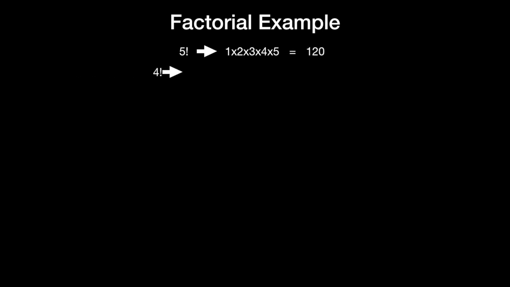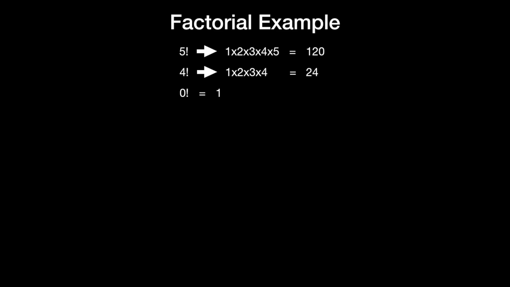And so 5 factorial is 120. If we look at 4 factorial, that is 1 times 2 times 3 times 4, which is 24. There is also a somewhat unexpected case if you are new to this, and that is 0 factorial. 0 factorial is 1. There is no need to go into detail about this in this video.